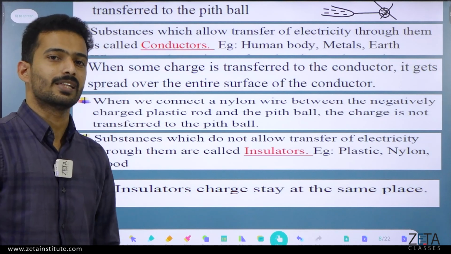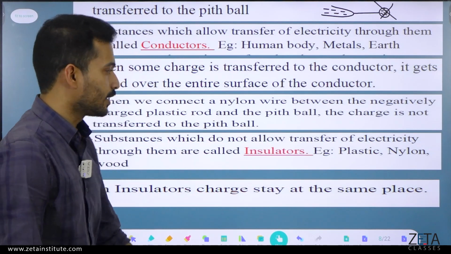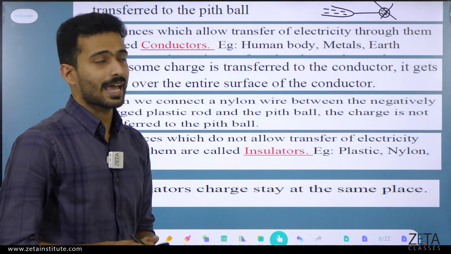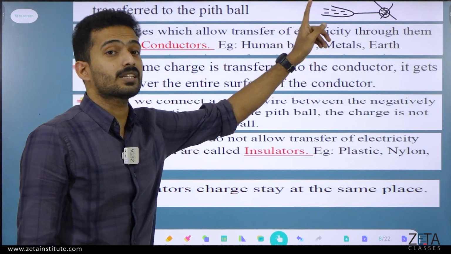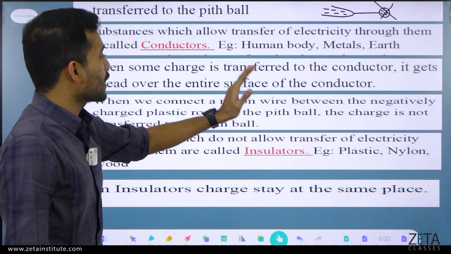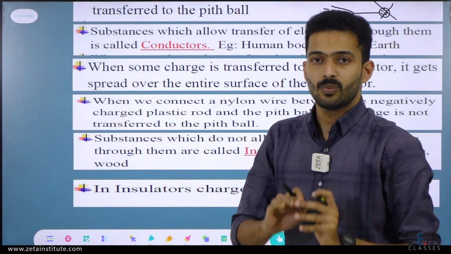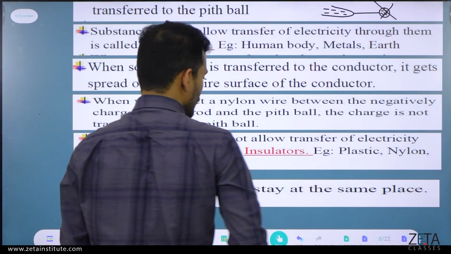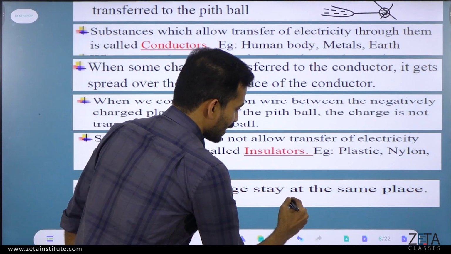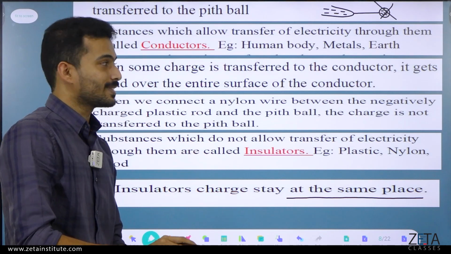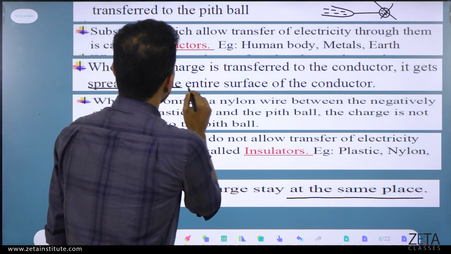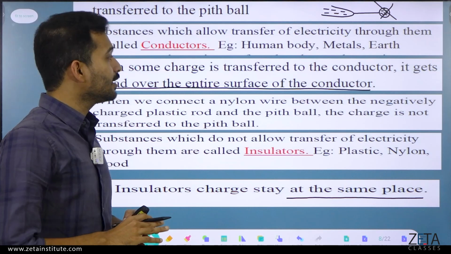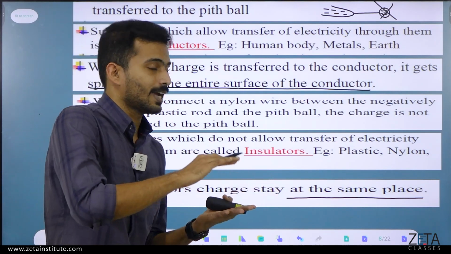You know both conductors and insulators. Give examples: plastic is an example of an insulator, nylon is an example of an insulator, wood is an example of an insulator. Also keep in mind, when some charge is transferred to a conductor, it spreads over the entire surface of the conductor. But in the case of insulators, the charge stays at the same place.